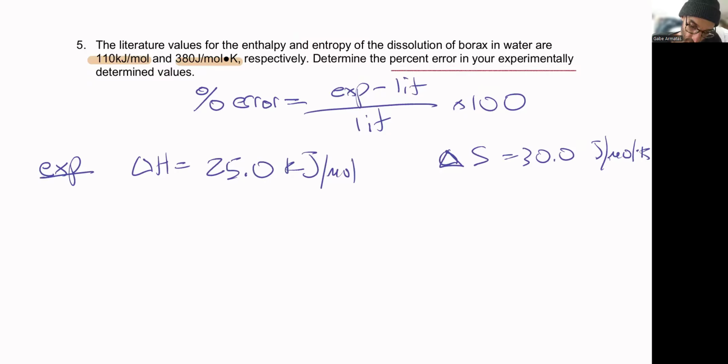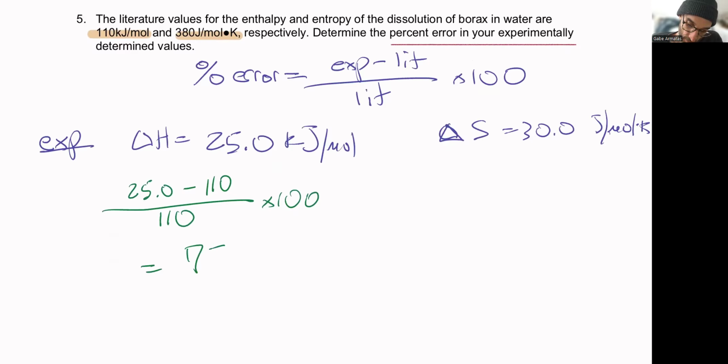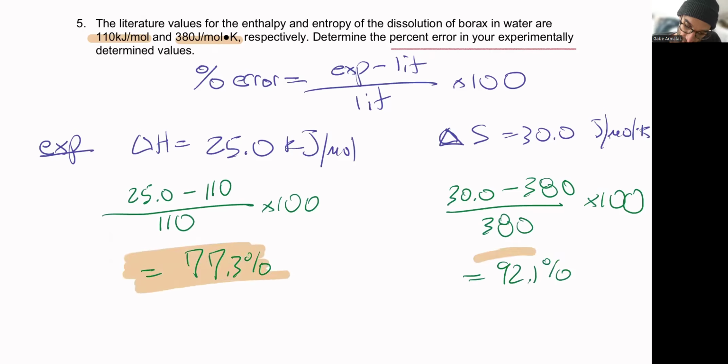So 25.0 minus 110 divided by 110 times 100. I don't have to do units because they're all going to cancel out because they're all the same delta H. We end up with a 77.3% error. And my delta S, 30.0 minus 380, this is pretty massive, divided by 380 times 100. This is a 92.1% error. So pretty big difference, off by an order of magnitude almost, and off by a quarter in the other one. So yeah, that's the calculation there.